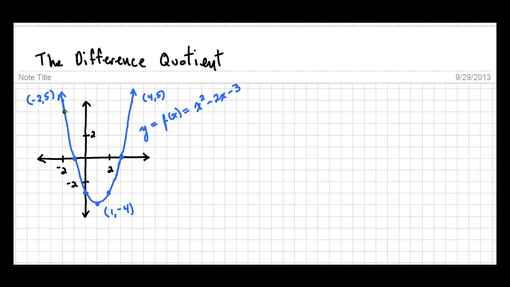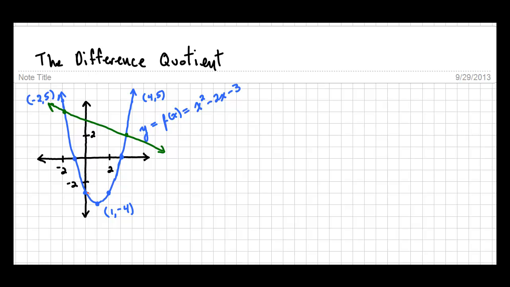Now a secant line is just a line that connects any 2 points on a given function. So I'm just picking 2 random points here. If I draw the line through those 2 points, that's a secant line. You could pick any 2 points on the graph of your function and draw a line connecting those 2 points, and that would be a secant line.